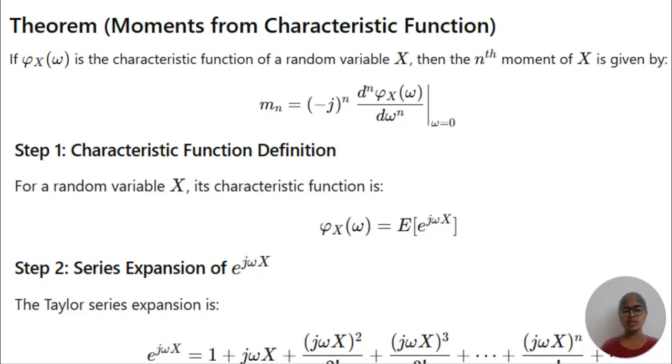Continue with the theorem: moments from characteristic function. If phi x of omega is the characteristic function of a random variable x, then the nth moment of x is given by mn equal to minus j whole power n d power n phi x of omega by d omega n, where omega equal to 0. Characteristic function definition: for a random variable x, its characteristic function is phi x of omega equal to E of e power j omega x.